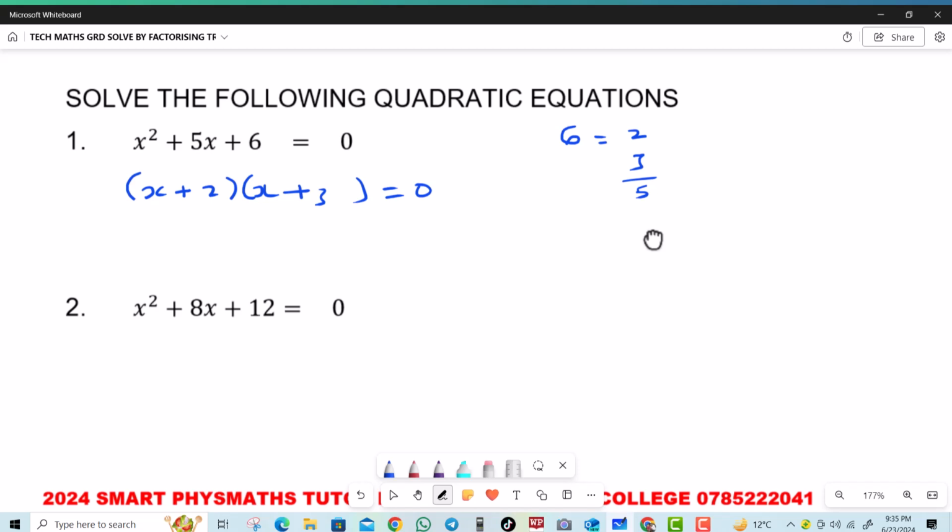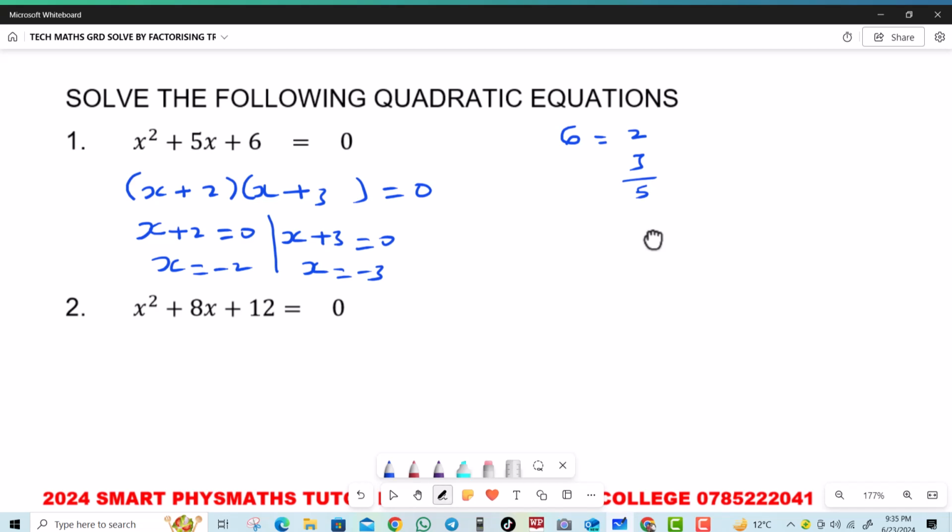Now, after this, we're going to use what we call the zero product rule. I'm going to equate this bracket to 0, or this bracket equals 0, because to get a 0, I must multiply 0 times any number. So either my x plus 2 equals 0, which gives me x equals negative 2, or my x plus 3 equals 0, which gives x equals negative 3. So that's how we solve the quadratic equation by factorizing.